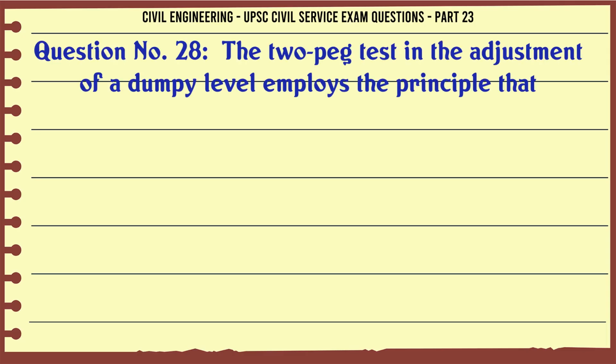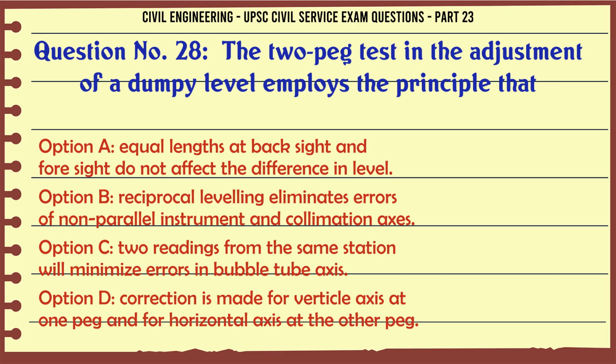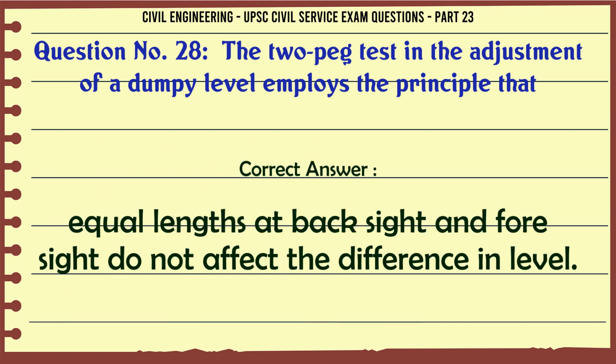The two-peg test in the adjustment of a dumpy level employs the principle that A. Equal lengths at backsight and foresight do not affect the difference in level. B. Reciprocal leveling eliminates errors of non-parallel instrument and collimation axis. C. Two readings from the same station will minimize errors in bubble tube axis. D. Correction is made for vertical axis at one peg and for horizontal axis at the other peg. The correct answer is equal lengths at backsight and foresight do not affect the difference in level.